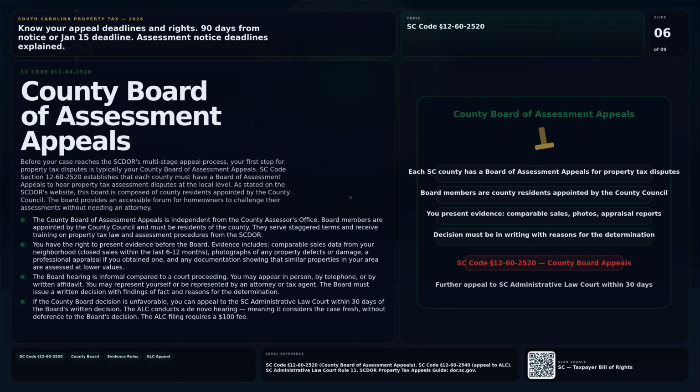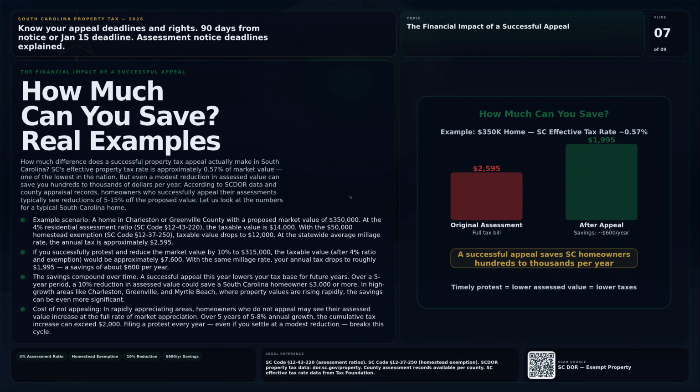How much can a successful property tax appeal save you in South Carolina? SC's effective property tax rate is approximately 0.57% of market value. But even a modest reduction can save you hundreds per year. Example: a $350,000 home with a 10% reduction saves about $600 per year. Over 5 years, that is $3,000 or more. In high-growth areas like Charleston, Greenville, and Myrtle Beach, the savings can be even more significant.